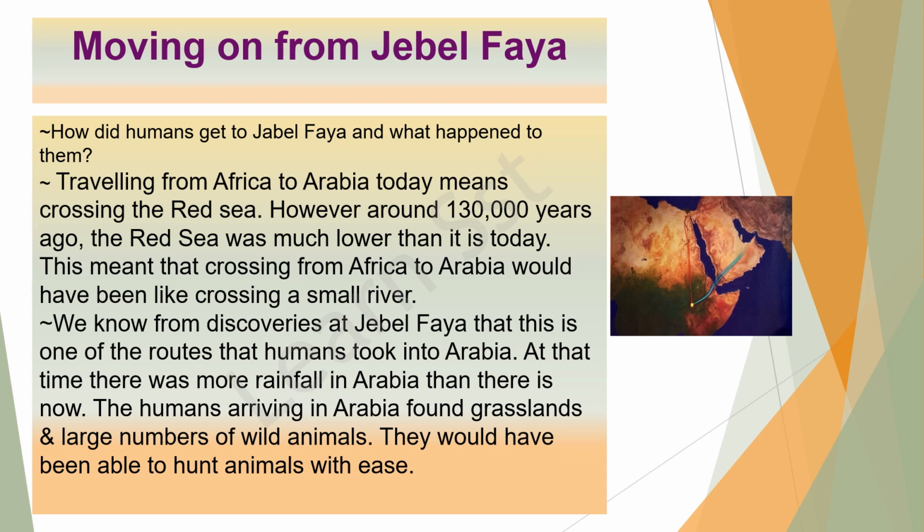Then the humans arriving in Arabia found grasslands, large number of wild animals. They would have been able to hunt animals with ease. So when you have the green lush forest and you have the green cover, you will find different kinds of herbivorous and carnivorous animals residing in such a region. So it becomes easy for human beings also to hunt animals.